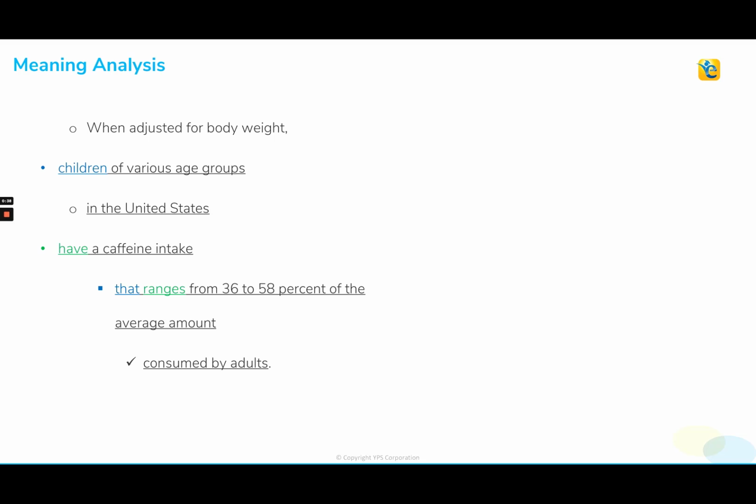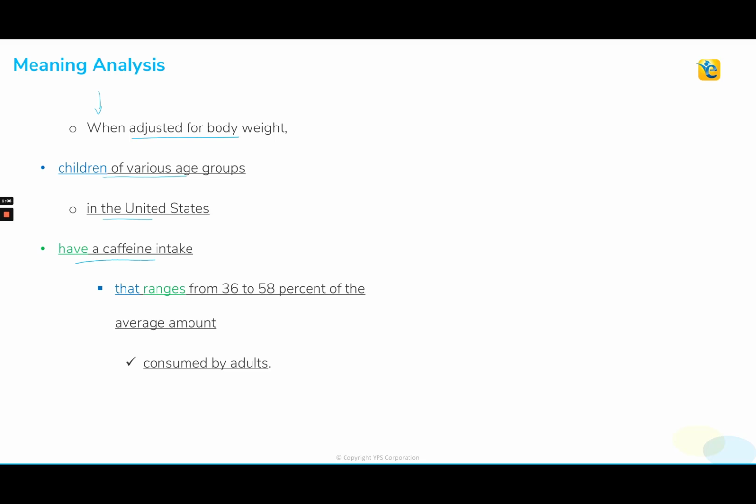The sentence begins by saying, when adjusted for body weight. Okay, so something is adjusted for body weight, and when this adjustment is done, something happens. Why do I say so? Because when presents the timing of an action. Okay, reading further. Children of various age groups in the United States have a caffeine intake.